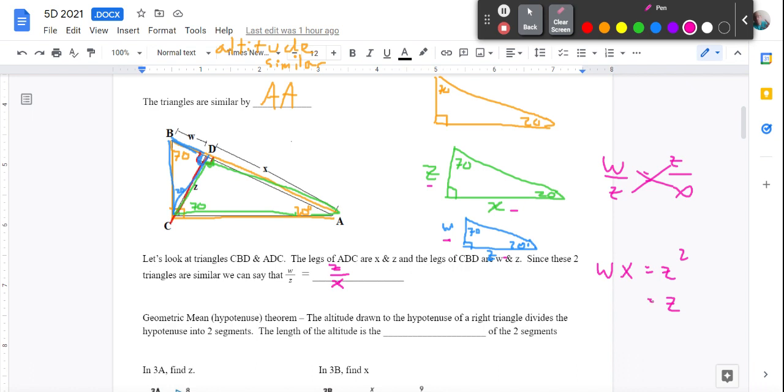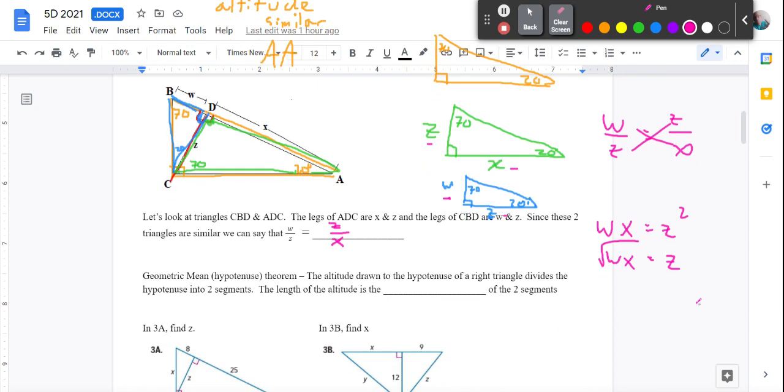So Z squared is WX, we're going to multiply W and X and take the square root. So what's going to happen is Z is going to be the geometric mean of W and X. Now what does that mean when we come to this geometric mean hypotenuse theorem right here?